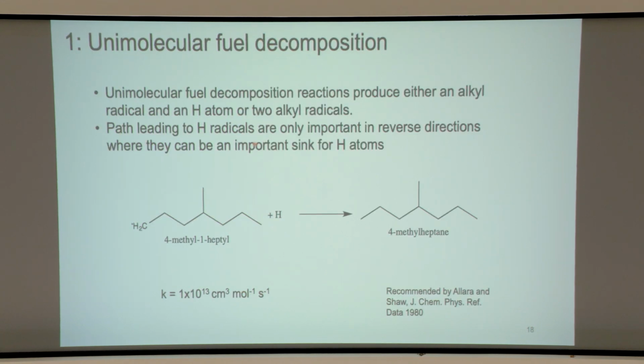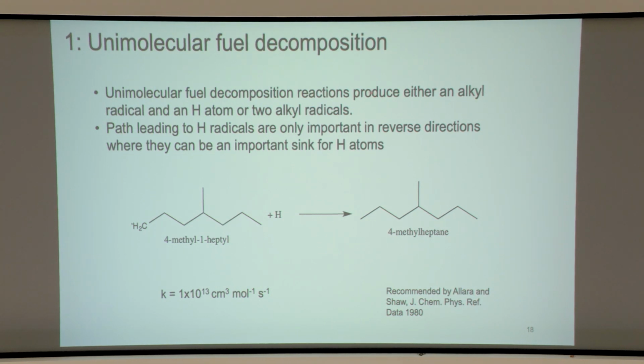So the first one, okay? The first one we said is unimolecular fuel decomposition. This is the initiation step in the absence of oxygen. Of course, in the real system, we have oxygen, but first we start with the simplest case. Forget about the oxygen, let's write the reactions only for the fuel. So the first one is unimolecular fuel decomposition. Unimolecular means, of course, no binary collision partner.